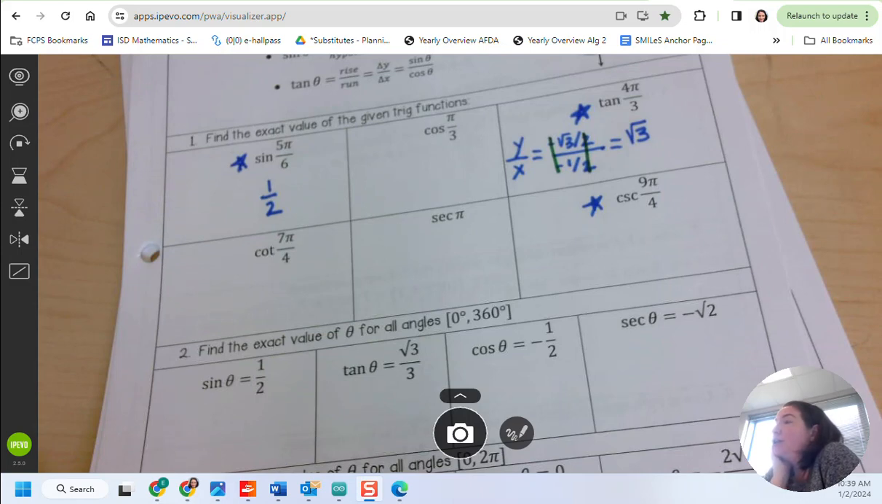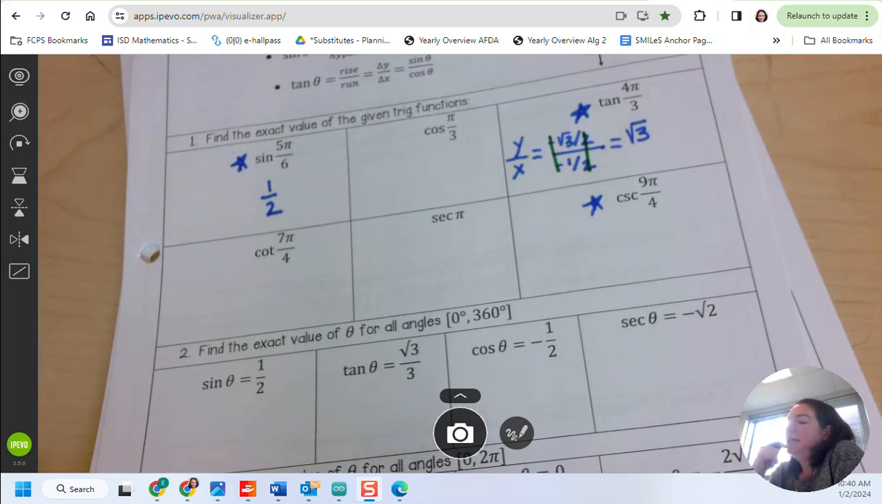If you wanted to check that on your calculator, you would have to be in what mode right now? Radian mode. And notice, sometimes you're going to be asked for degrees and sometimes radians, and so it's important that you switch back and forth as you need to.